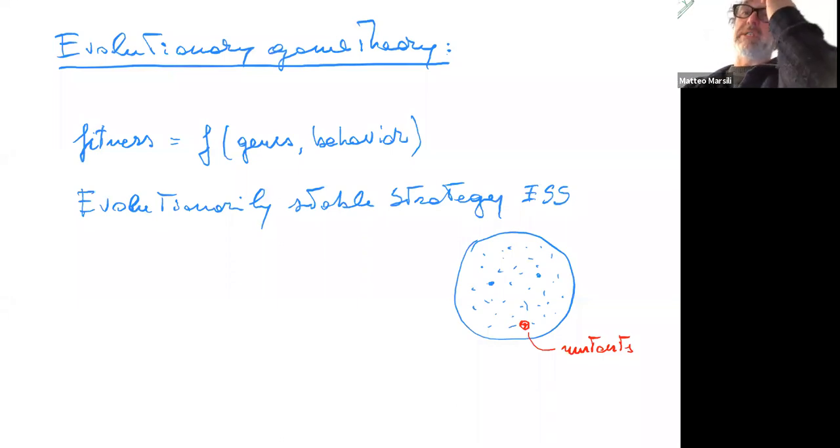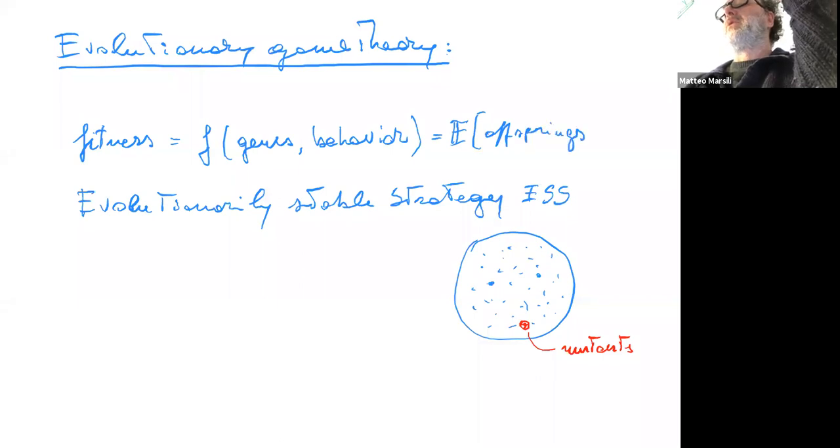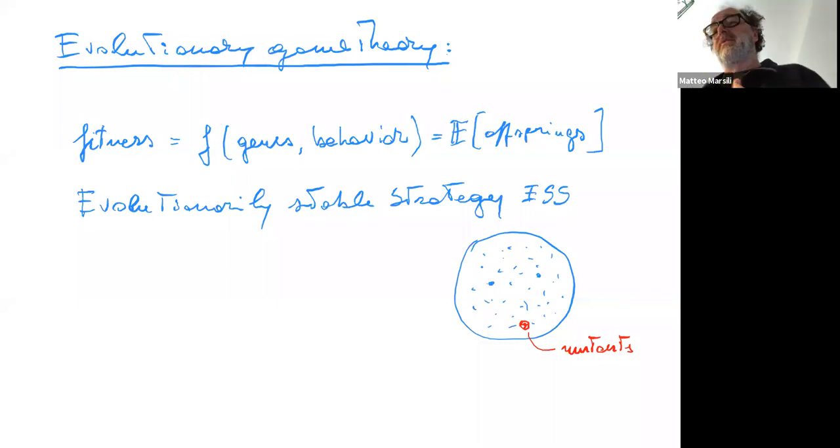I was asked also to explain better what fitness is. Fitness is generally defined as the expected number of offspring at the next generation, essentially offspring that reach reproductive age. So a species or a strategy that confers a higher fitness will have a population that grows faster than another with a lower fitness.